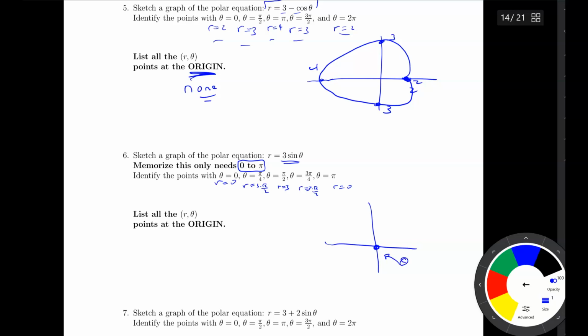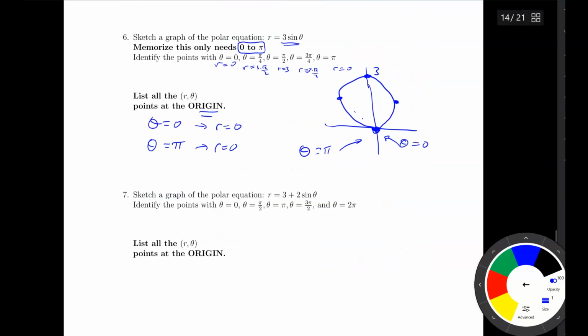So this is angle 0, that's at r equals 0. Angle pi over 4, we would get 3 times root 2 over 2. Angle pi over 2, I'd go all the way up to 3. Angle 3 pi over 4, I get 3 times root 2 over 2 again. And here would be angle pi. So this has 2 angles at the origin. Angle 0 and angle pi both give me r equals 0. R equals 0, distance out, means you're at the origin.